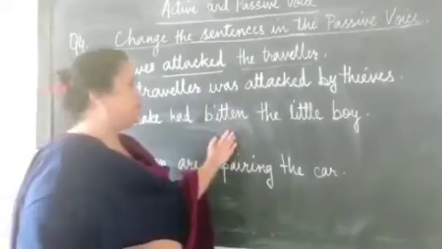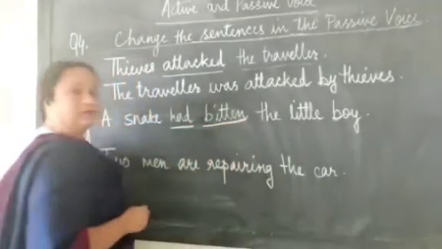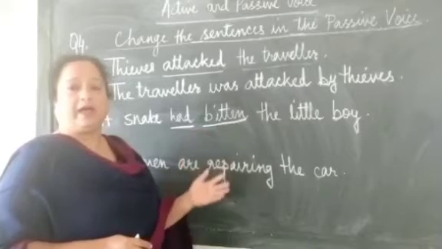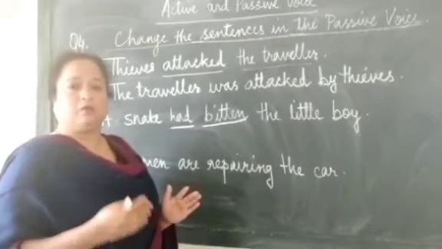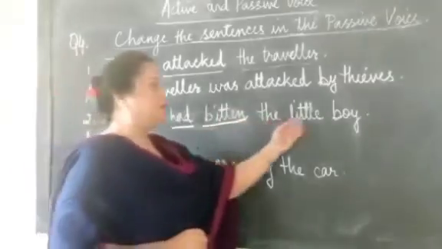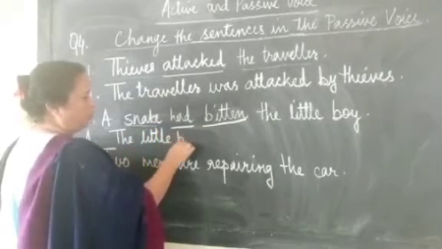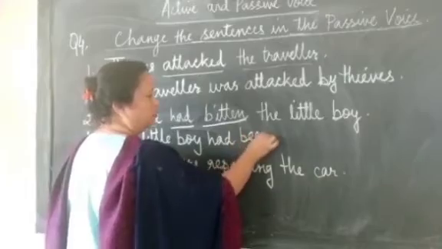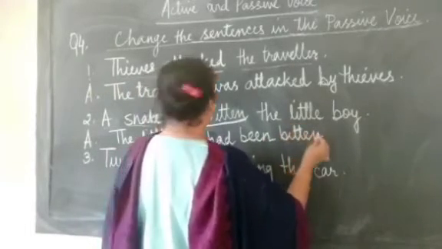A snake had bitten the little boy. Now, if we have a look at the sentence, we have had and the verb in the V3 form. I have already taught you that if you have sentences with had and the V3 form, or have and has and the V3 form in your active sentences, we will add been after writing the helping verb. So a snake is the subject and the little boy is the object. So we start the answer using the little boy. Since we already have had as the helping verb, we will write had plus been plus the V3 form of the verb, which is already written. So, had been bitten by whom? By a snake.